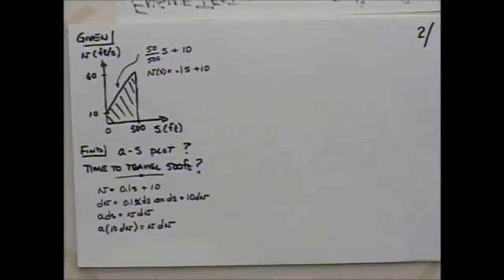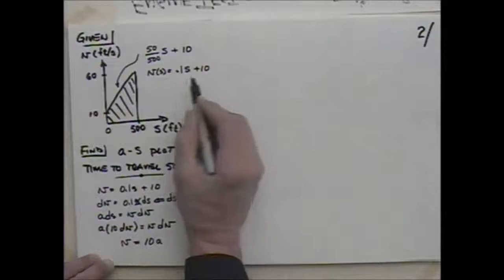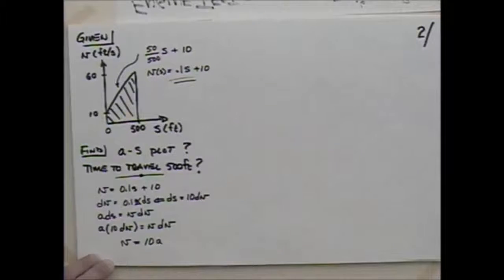Okay. So I've got a is equal to ds, which I've substituted in my 10 dv, is equal then to v dv. So I've got a dv on both sides. I can cancel that and come up with essentially a reduction that v is equal to 10 times a. And do I have an expression for v? Yeah, that's what I started out with up here. That was our expression for v, wasn't it?